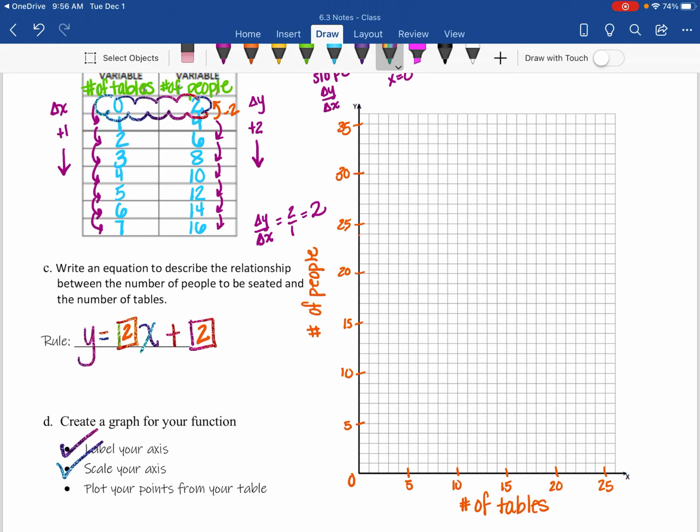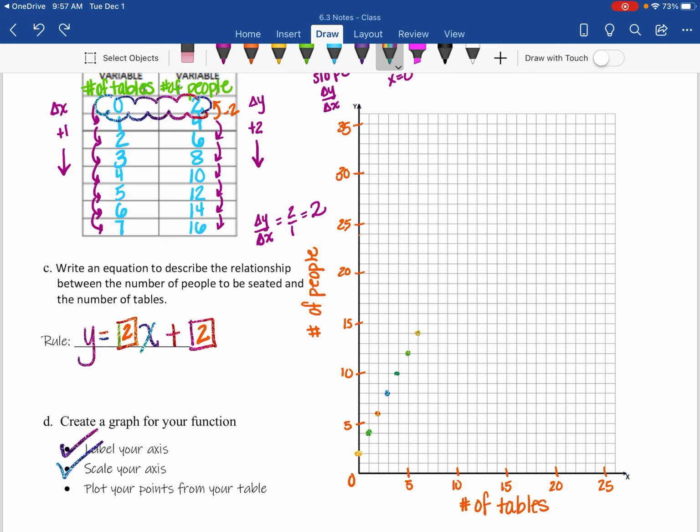Okay, so we know we have 0, 2. So I'm going to plot that point. We have 1, 4. We have 2, 6. 3, 8. 4, 10. 5, 12. 6, 14, and if you see, we can keep extending this pattern even though our table doesn't go past 7. We're really just going up 2 over 1.